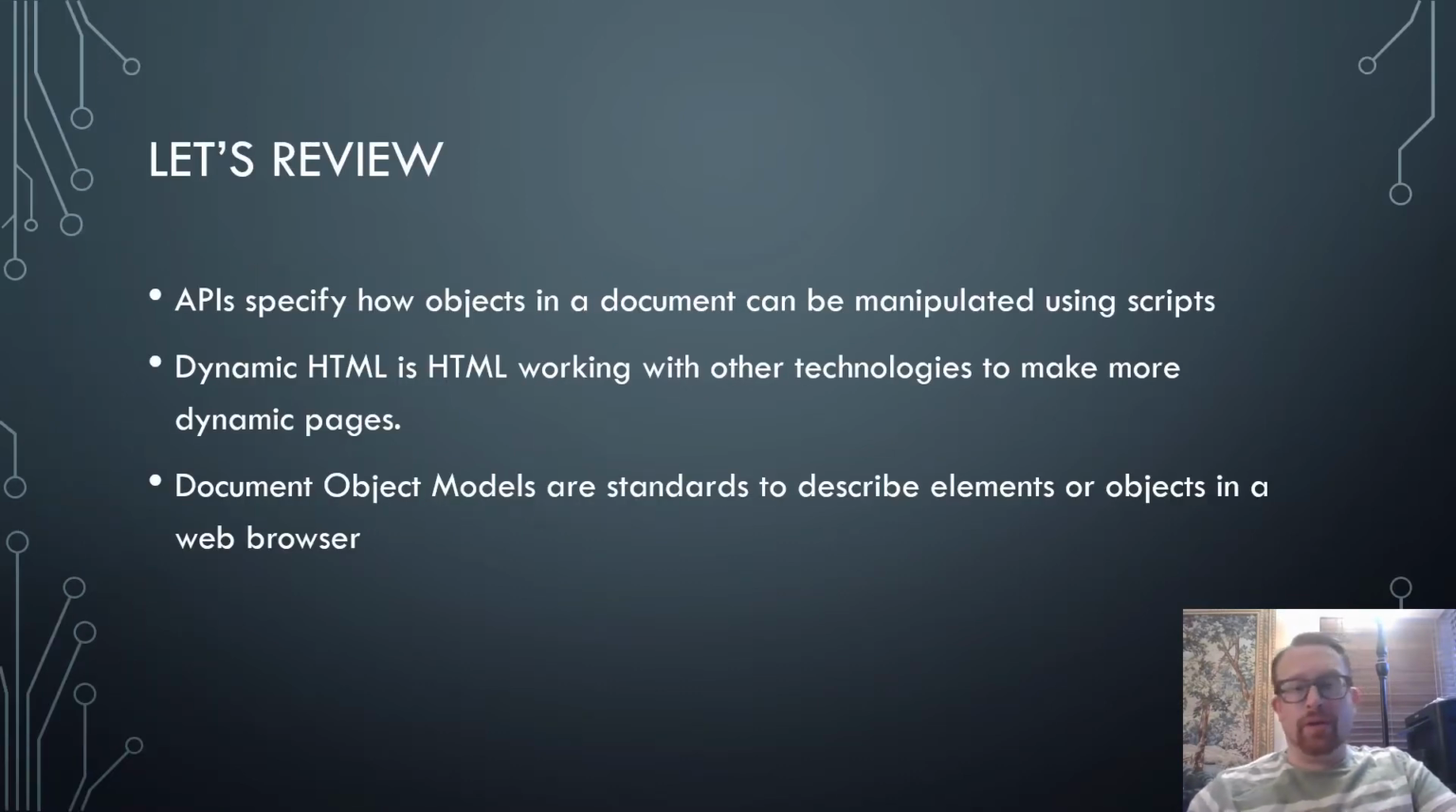So let's review. APIs specify how objects in a document can be manipulated using scripts. Essentially these are really cool features that you can add to your web page. Dynamic HTML is HTML working with other technologies to make more dynamic web pages. And the Document Object Model, or DOM, are standards used to describe elements or objects in a web browser. This allows you to manipulate them and change them.